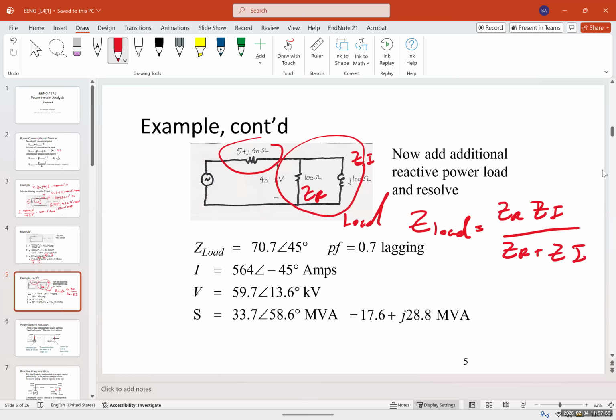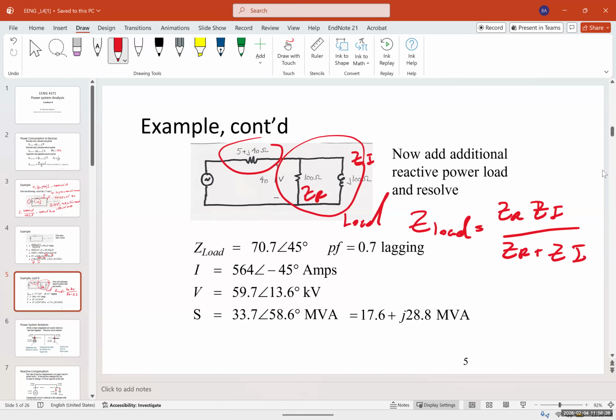Now, if we calculate for that, it's going to be 70.7 with an angle of 45 degrees. And the power factor, if we calculate it, is 0.7 lagging. Now, I is going to be 564 with an angle of negative 45 degrees amps, again using Ohm's law like the previous one. Now we see that the current has increased a little bit.